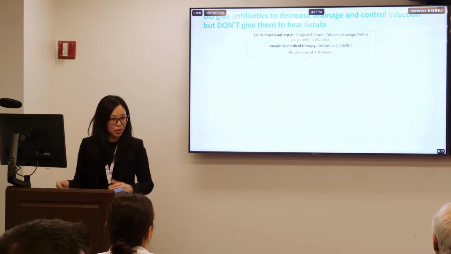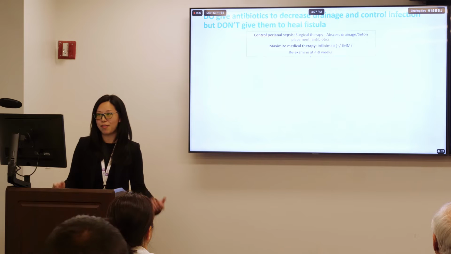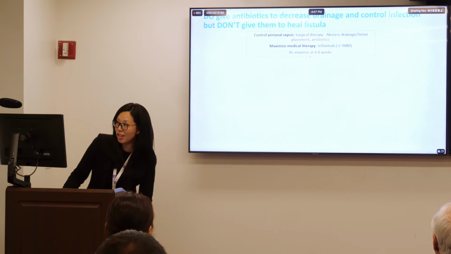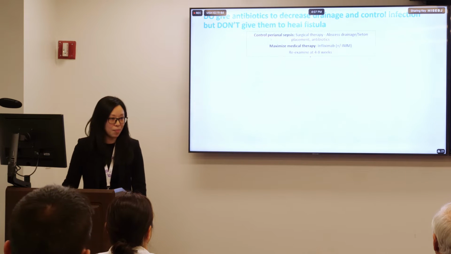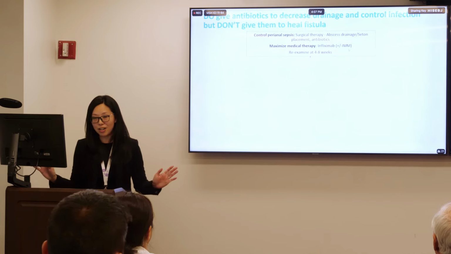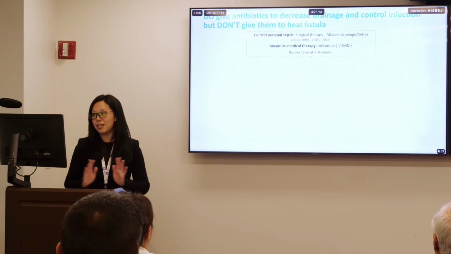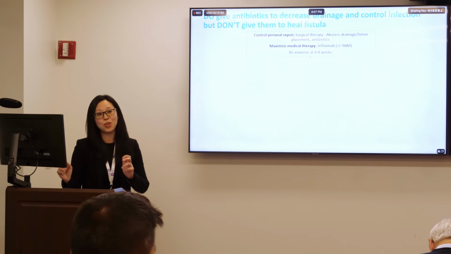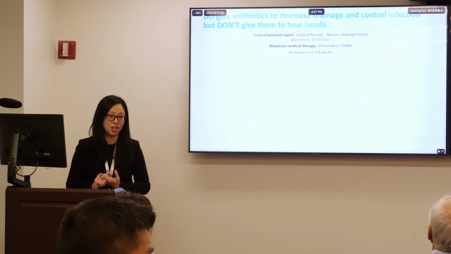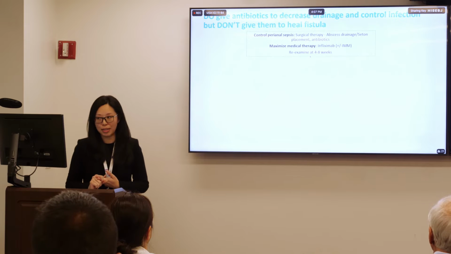So now we're going to treat a patient. What medications are we going to give them, and what surgeries are we going to offer them? Do give antibiotics to decrease drainage and control infection, but don't give them to heal the fistula. So step number one is always make sure if there's any perianal sepsis that you're controlling it. This involves surgery with abscess drainage, seton placements, and antibiotics. And they do wonders for that and also for drainage symptoms, but they don't close them.